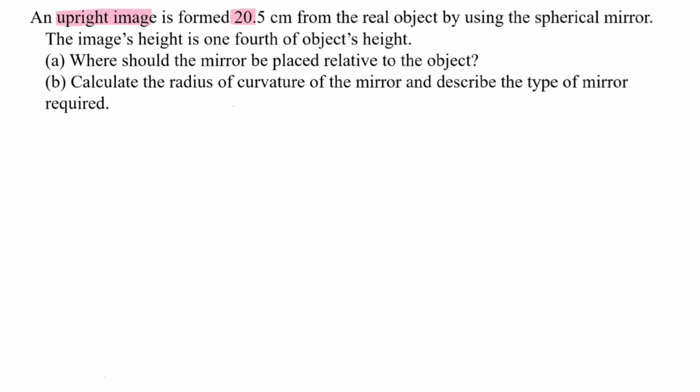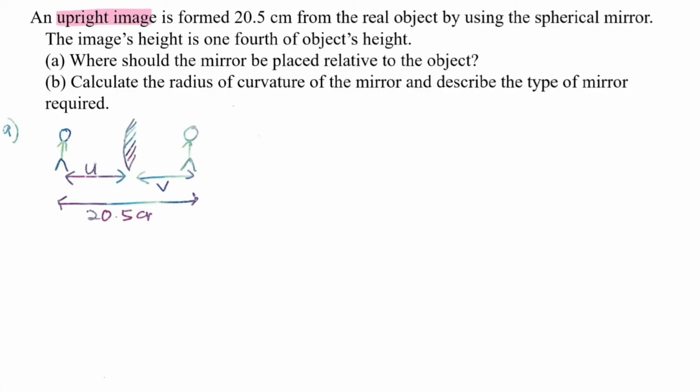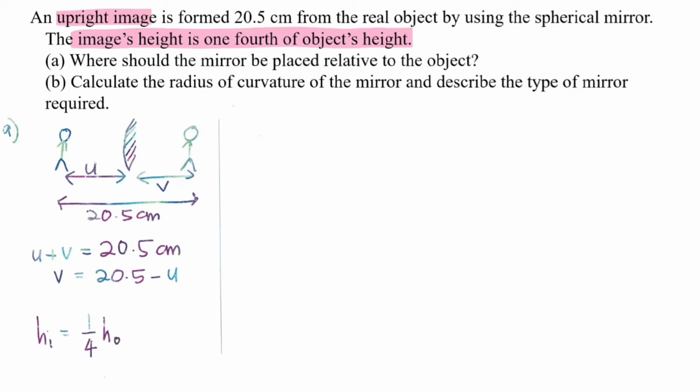Exercise time. In the question, the distance between the image and the object is 20.5 centimeters. So u plus v equals 20.5 centimeters, which means v equals 20.5 minus u. The height of the image is a quarter of the height of the object. Where should we put the object relative to the mirror? Actually, the question is asking for u.